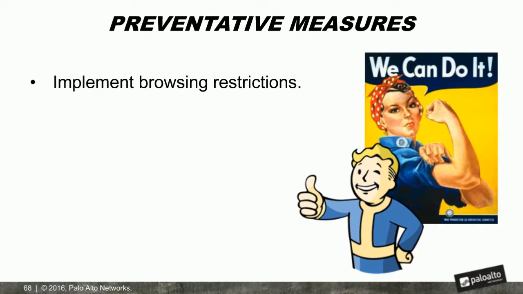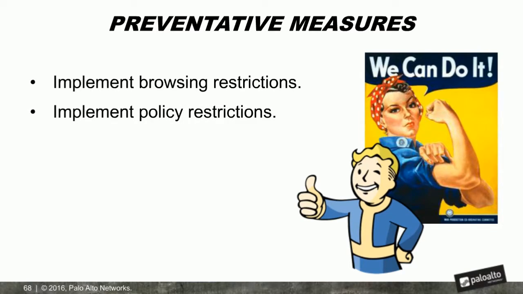Implement browser restrictions. For example, if people are not already doing this, pornography websites are a popular source of compromised websites that generally lead to exploit activity. If you implement browsing restrictions to questionable websites like pornography or gambling or what have you, you can cut down on the number of instances of exploit kit activity that you would see.